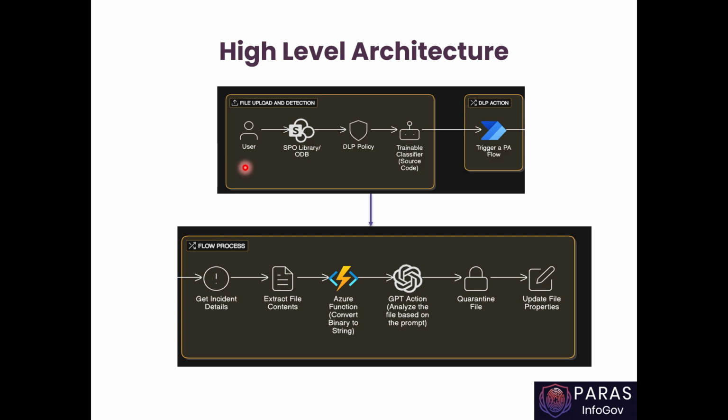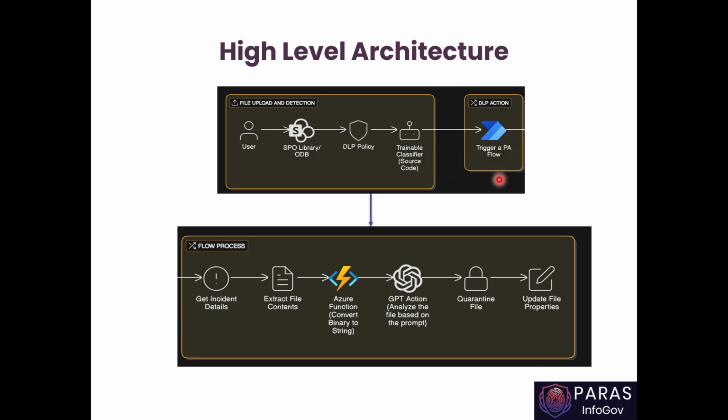So here is how this works in detail. A user uploads a file to a SharePoint site that has external sharing enabled. Now that file happens to contain source code. Our DLP policy, which uses a trainable classifier, again the first instance where AI is being used in the solution, is the trainable classifier that detects source code. It flags it instantly, and instead of just blocking or just alerting, we've also configured the DLP action to trigger a Power Automate flow.